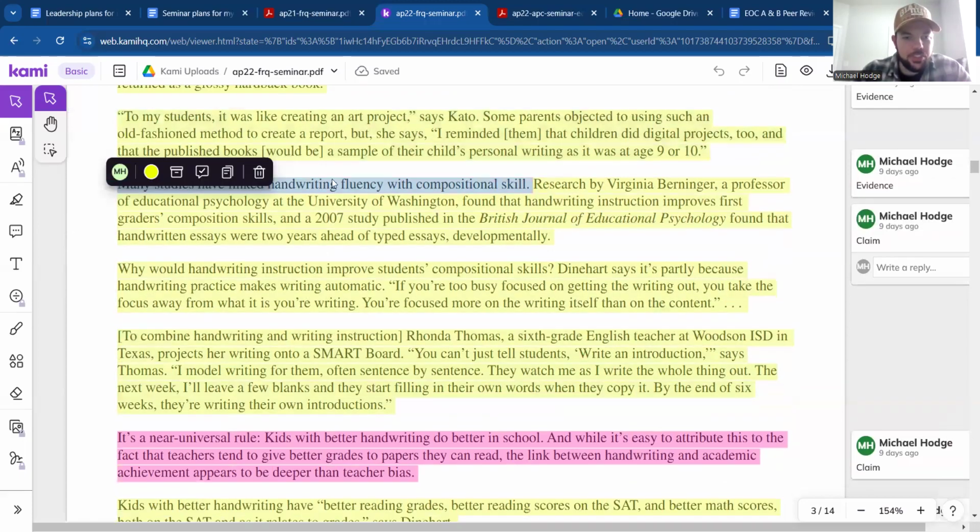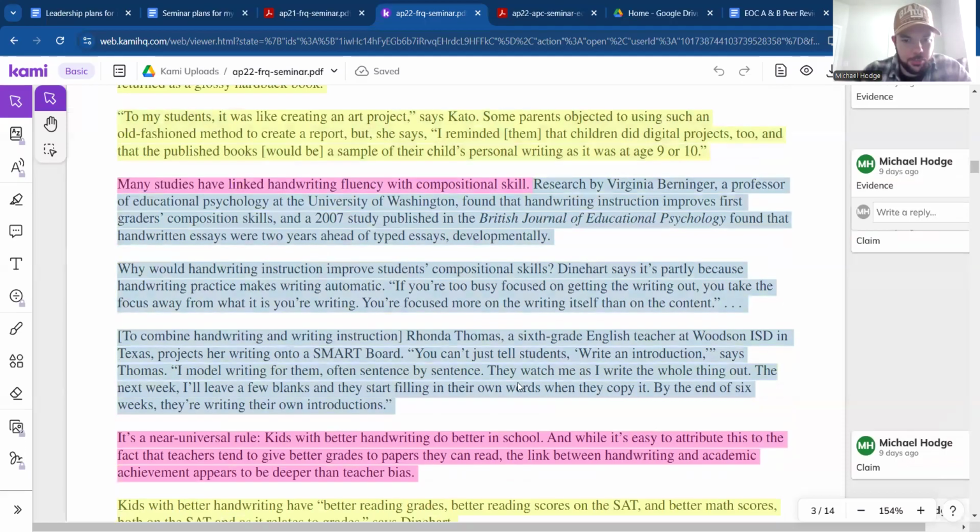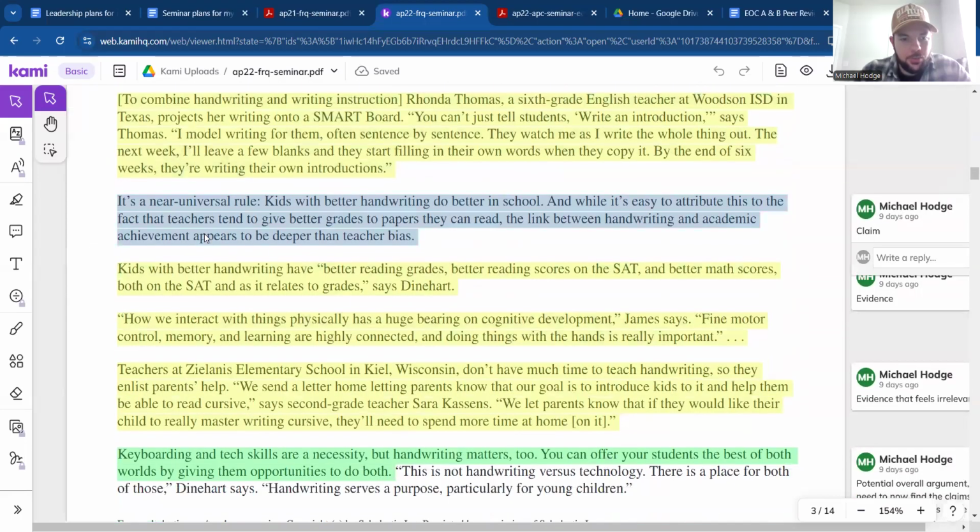But many studies have linked handwriting fluency with compositional skill. Claim. Why do I know it's a claim? Again, had to support it with evidence right after. Supported it with different levels of evidence too. Bada bing, bada boom. All right, this whole thing wasn't marked up. It's the near universal rule. Those with better handwriting do better in school. Certainly sounds like a claim to me, huh? Right? I marked up this whole thing because it is all kind of the same point.